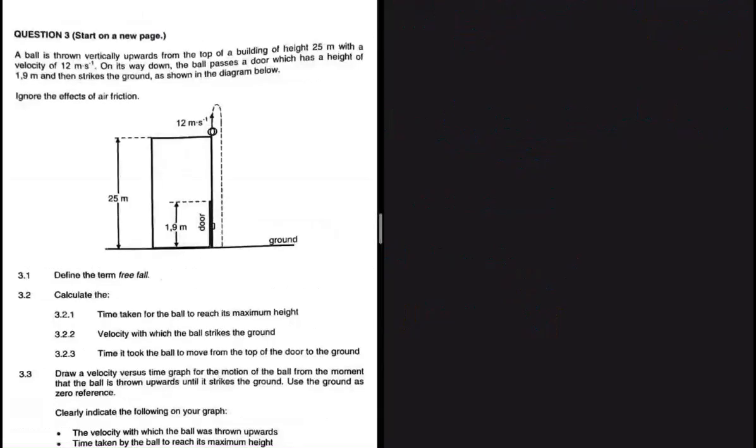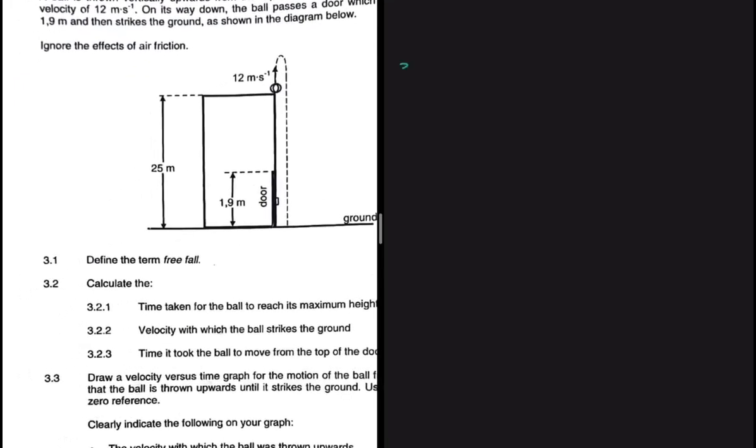A ball is thrown vertically upwards from the top of a building of height 25 meters with a velocity of 12 meters per second. On its way down, the ball passes a door which has a height of 1.9 meters and then strikes the ground as shown in the diagram below. And just like we always do, we can ignore the effects of friction, right? So the first question here is 3.1, which is saying that let's define the term free fall. I'm just going to leave that for you.